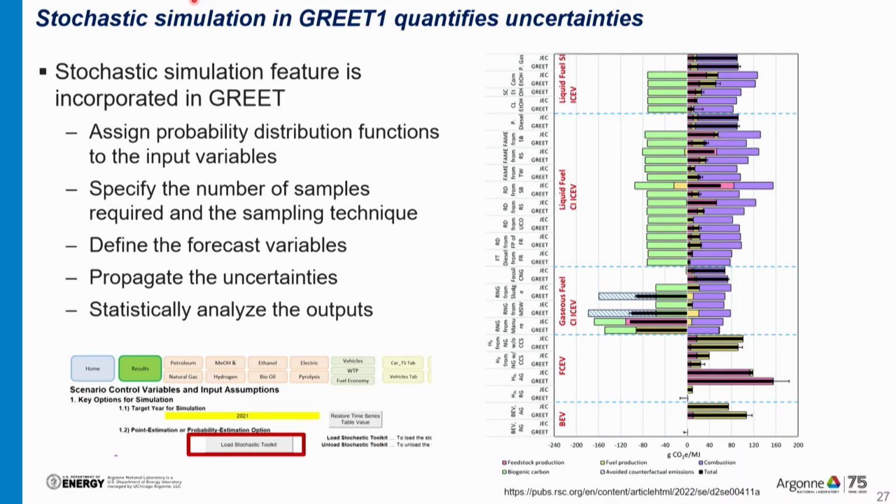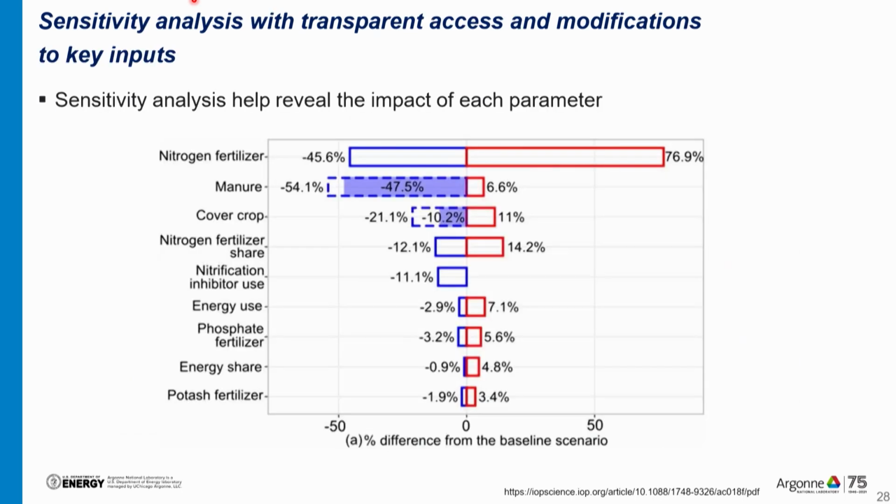So, stochastic simulation features are incorporated in GREET as well. It assigns a probability distribution function. It specifies the number of samples required, the sampling technique, and forecast variables. So, you can propagate the uncertainty, statistically analyze, and come up with different scenarios.